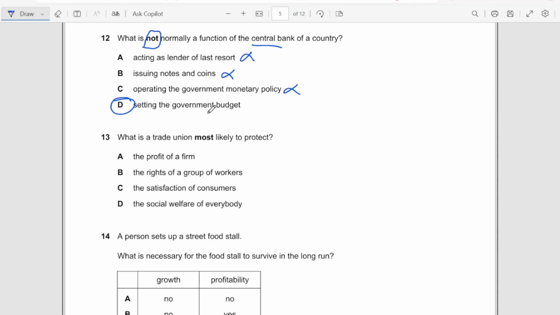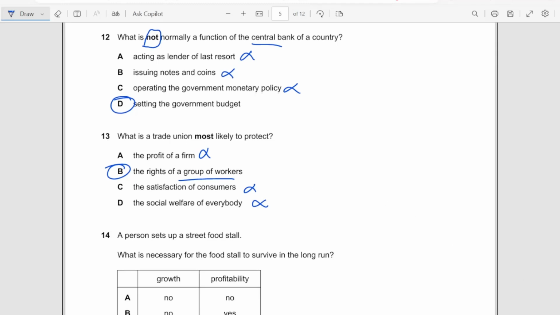It does not have to do with monetary policy. It does not have to do with any of the other functions of central bank. So setting the government budget. What is a trade union most likely to protect? The rights. This is the definition of trade union, not the profit, not the satisfaction, not the social welfare. It's responsible for the well-being and the welfare of its members that are employees or group of workers. Rights of group of workers.